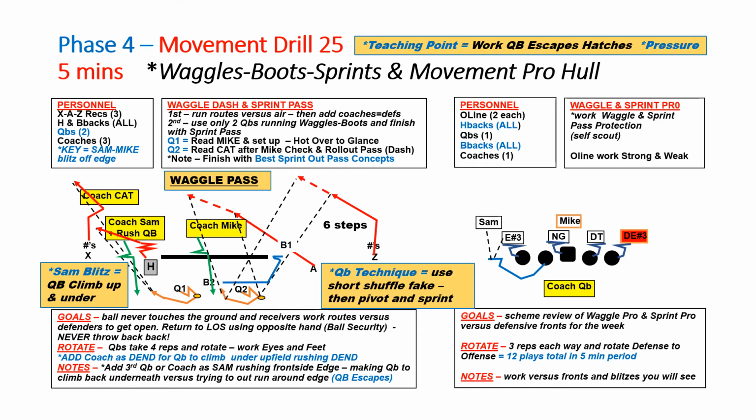While this is going on, the O-line again is doing their movement protections. So we would do our waggles here. The other thing we can do with these is we like to finish always with at least one sprint out, core sprint out pass play. And you can be doing the same thing with the skill people and with the O-line. Finish with sprint out.